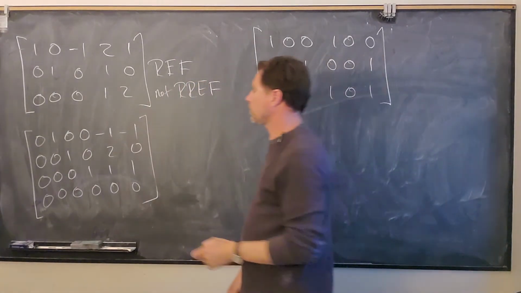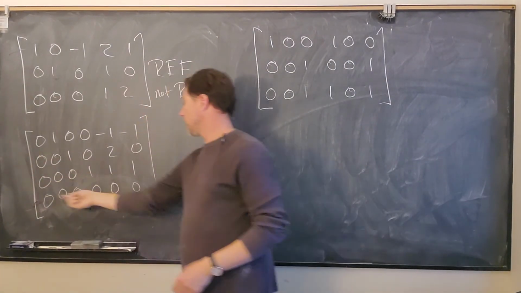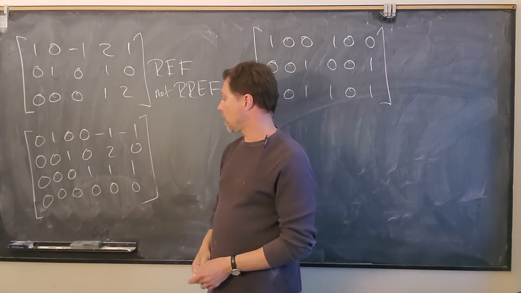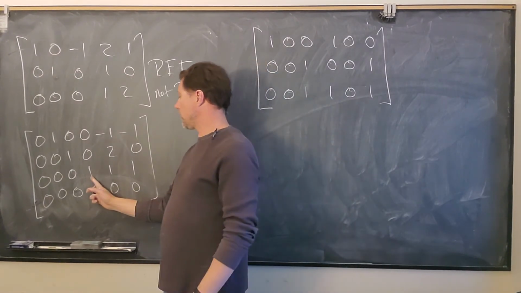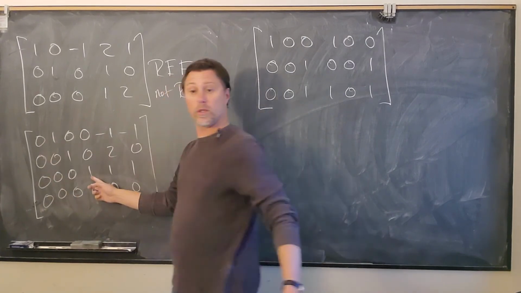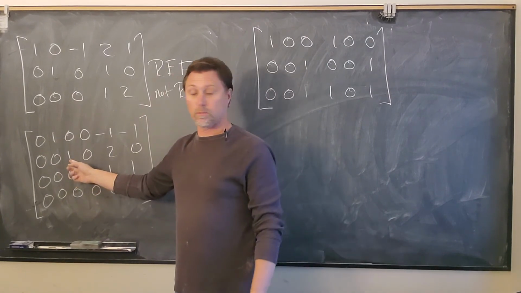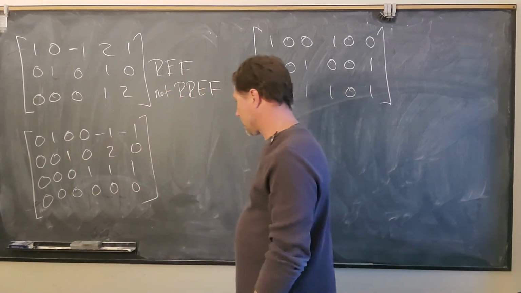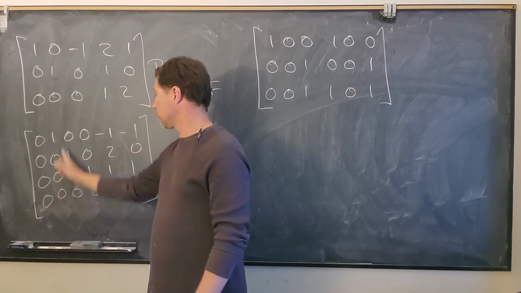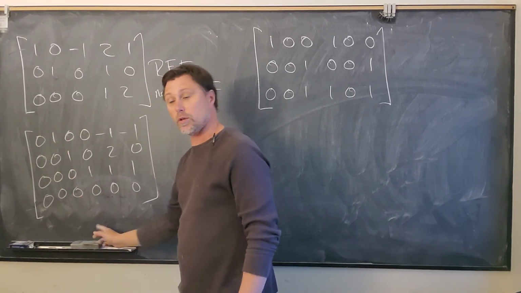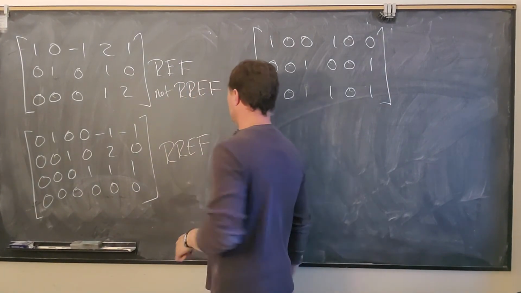Okay, next one. As we go from left to right, the first non-zero entry is a 1. We've got a row of zeros, that's at the bottom. There's a leading 1, it lies to the right of the leading 1s above. There's a leading 1, it lies to the right of the leading 1 above it. And then the last of the properties: for each leading 1, if you look at the column, all other entries are zeros. So this one is in reduced row echelon form.